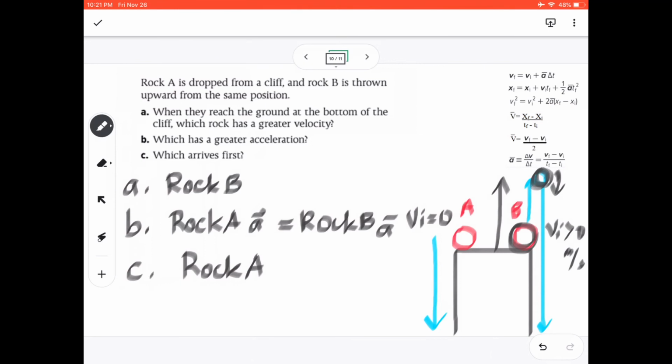But if they started at the same position, of course, they will arrive at the same time, even if they have different masses. Let's say rock A has a greater mass than rock B, but they started at the same position, they will arrive at the same time. But in this case, they will not arrive at the same time. Rock A will arrive first because rock B will still have to go up and then go back down.